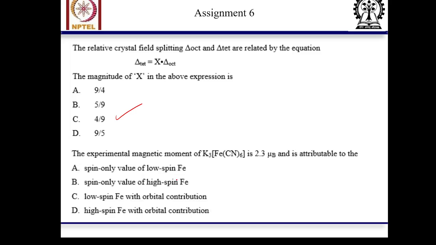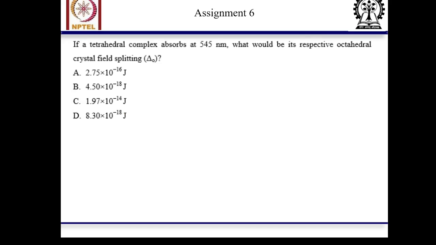The experimental value of K3[Fe(CN)6], 2.3 mu B, is attributable to? I think this also we have solved, right? Yeah, the correct answer is low spin with orbital contribution, because orbital contribution is there, that is J plus 2, that we will discuss.